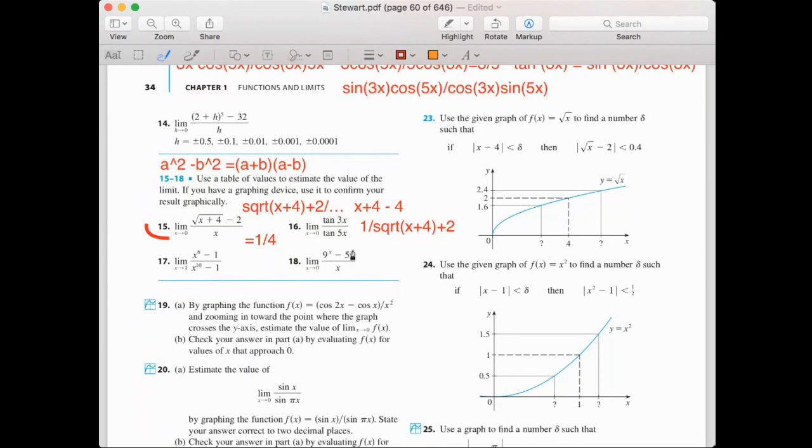Now we have no problem plugging in 0 because 0 is in the domain of this new man-made function. Plugging 0 into x, we get the square root of 4, which is 2. 2 plus 2 is 4. We get 1 over 4. Any questions?